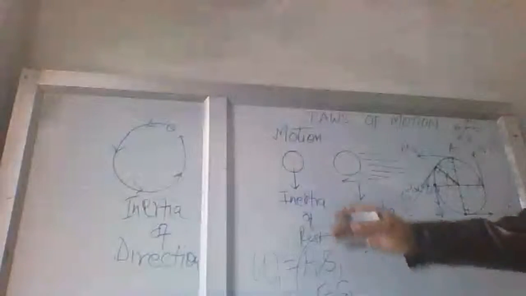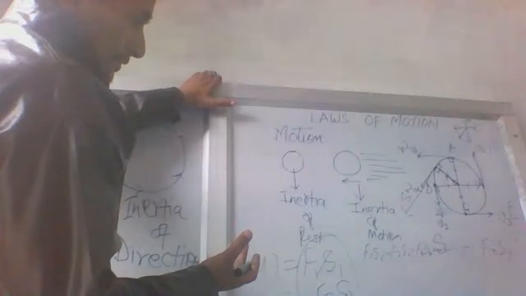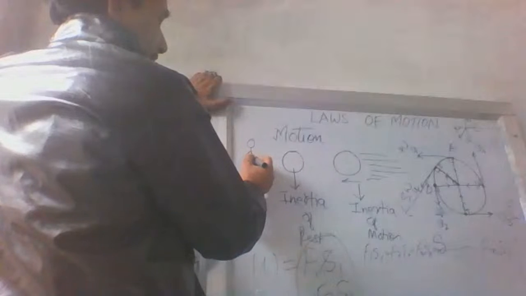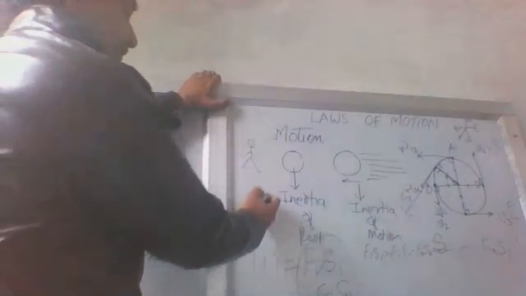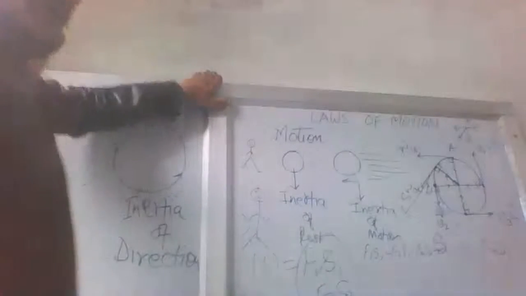Now, I take another pen. Now, what happens? The word inertia, inertia of motion, and this. How will you understand the inertia? Suppose this is a small boy. This is a small boy. And this is a bigger boy. Or I have to rub it out.